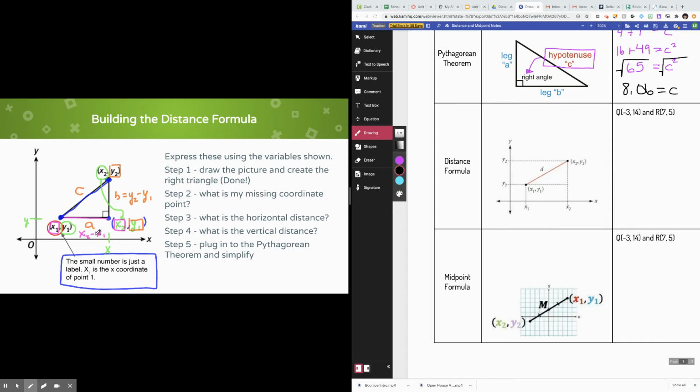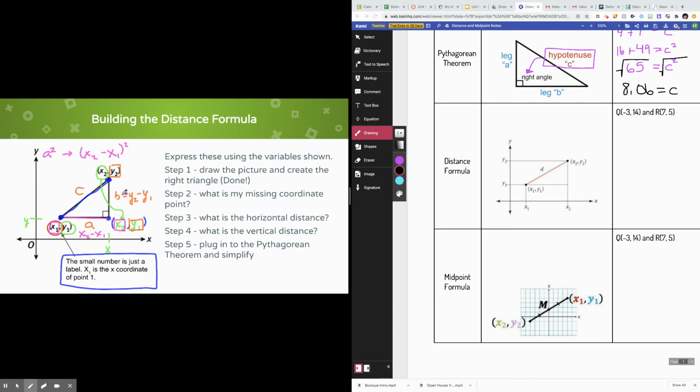Now, instead of saying a squared, we would say x2 minus x1, squared. And we can do a similar thing for b.